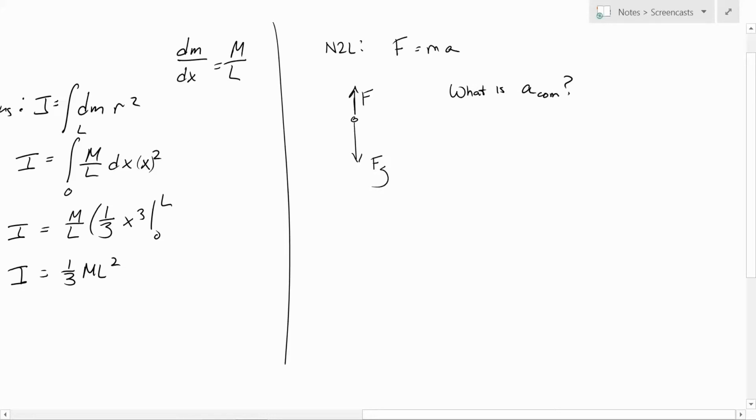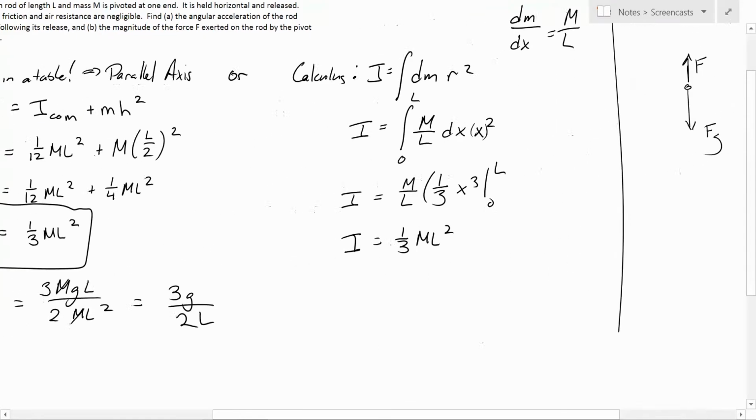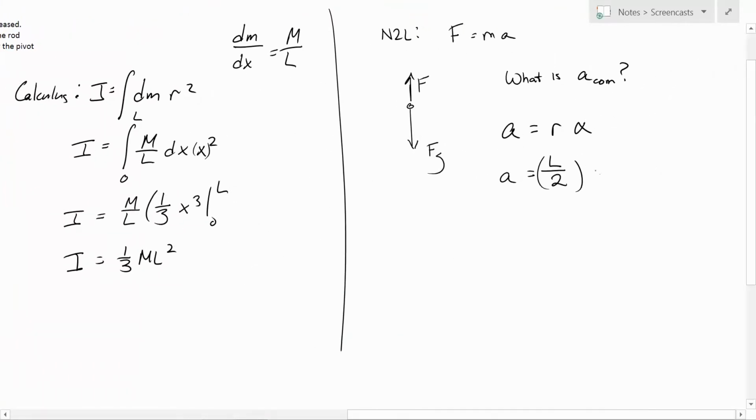The secret of this is we've always looked at the acceleration of the center of mass, we've just never cared about the acceleration of any other part. Well, we know that the linear acceleration looks like the radius times the angular acceleration. So the radius of the center of mass from the axis is L over 2. And we just said that the angular acceleration is 3g over 2L. So the linear acceleration should be 3g over 4.